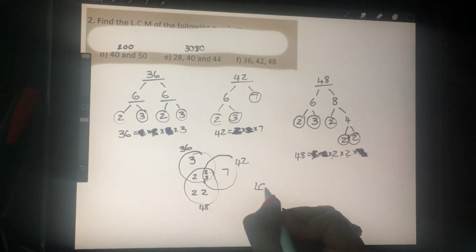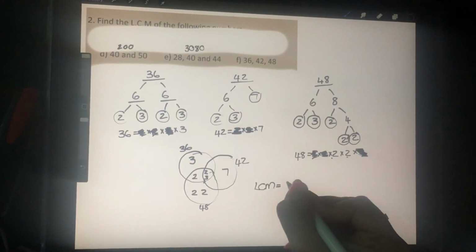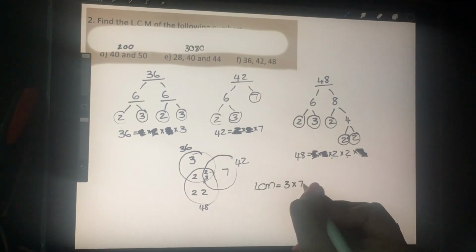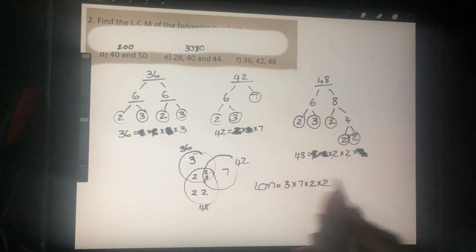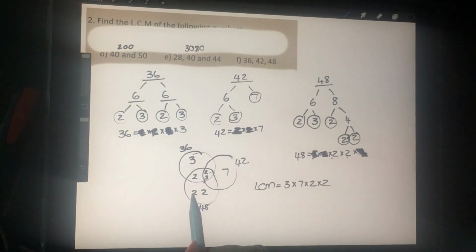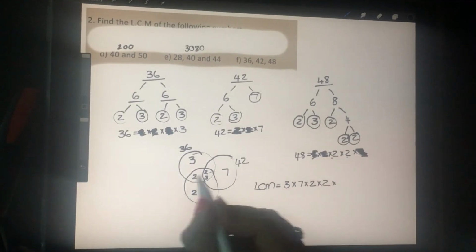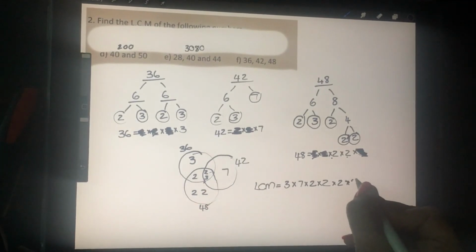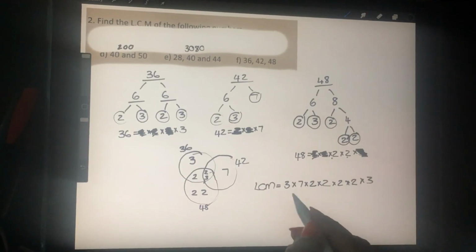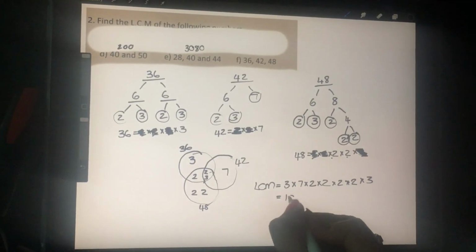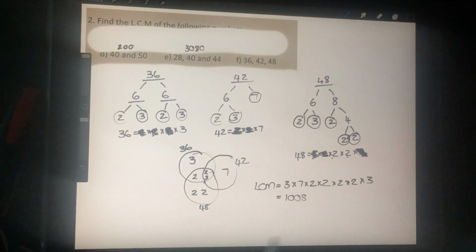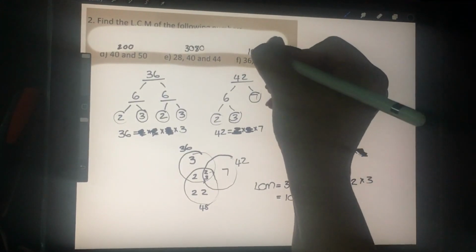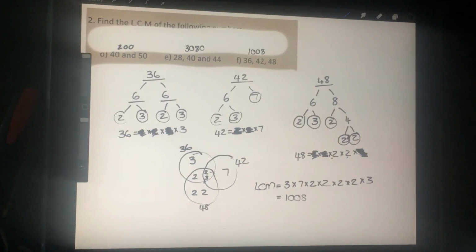Now, to find the lowest common multiple, we are going to say 3 times 7 times 2 times 2. It's 3 times 7 times 2 times 2 times that 2 there, times 2 and 3 in the middle, times 2 times 3. If you put this all in your calculator, you get to the number 1008. So your lowest common multiple of those 3 numbers is 1008.